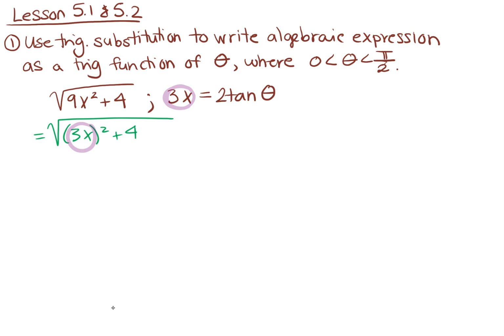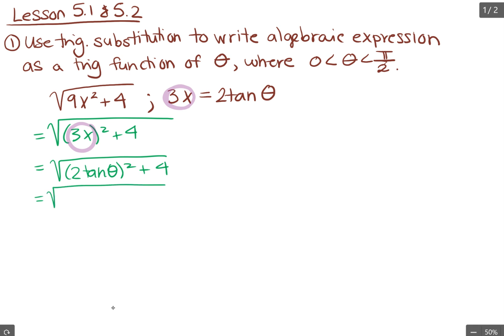So continuing on, we have that this then is going to be equal to the square root, and I'm going to put in the quantity of 2 tangent theta squared plus 4. So now I'm going to start to simplify this. So, all right, simplifying. Square root of, now I have 4 tangent squared of theta plus 4.